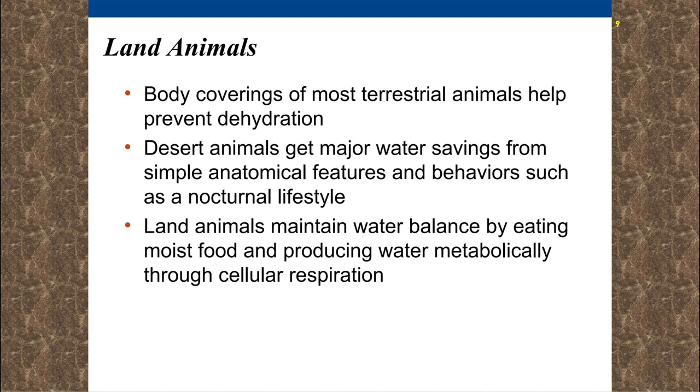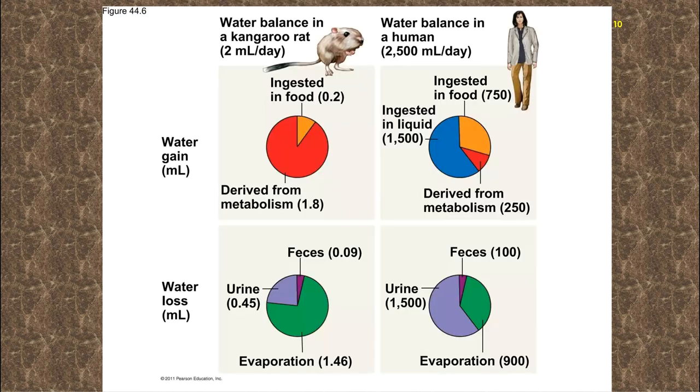Etc. Then they are going to be balanced by the kidney, lungs, and skin, etc., and through cellular respiration. Then here you can see there is a water gain and water loss. Both are there, for example, in a rat called the kangaroo rat, and in human beings who drink water of 2500 ml or 2.5 liters per day on average.